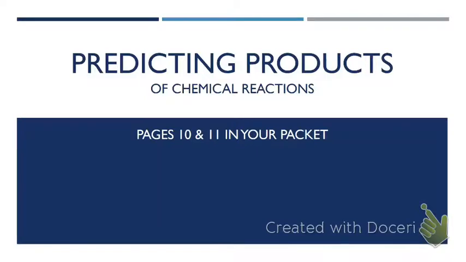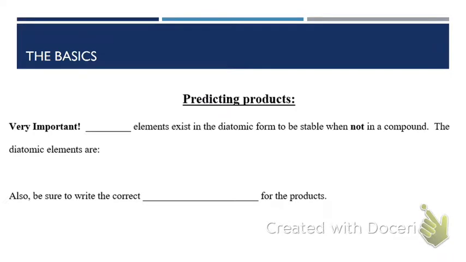Okay, so we're predicting products of chemical reactions on pages 10 and 11 in your packet. We are going to do 12 and 13 together in class to finish out the last few types of reactions. But before we actually get to predicting products, we're going to be writing formulas and equations.